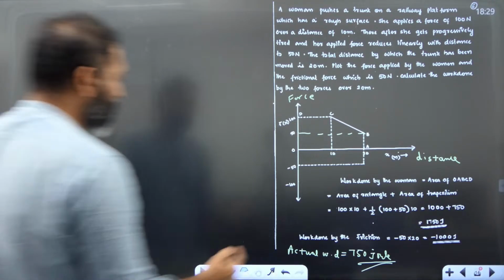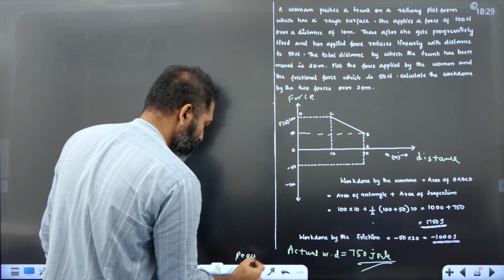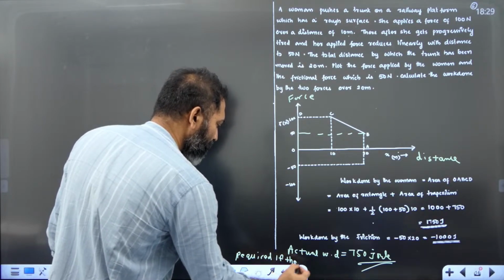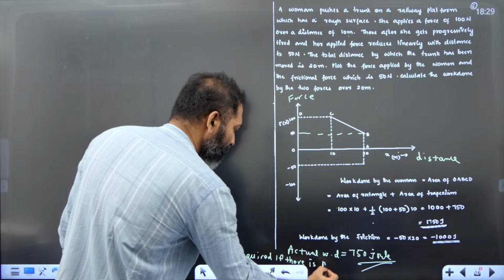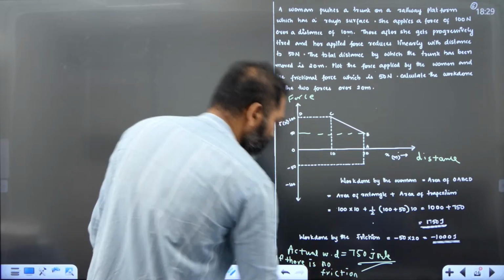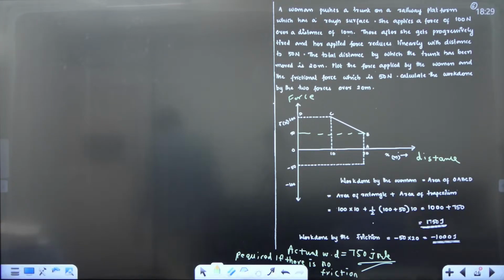Actual work done required if there is no friction. If there is no friction, work done required is 750.